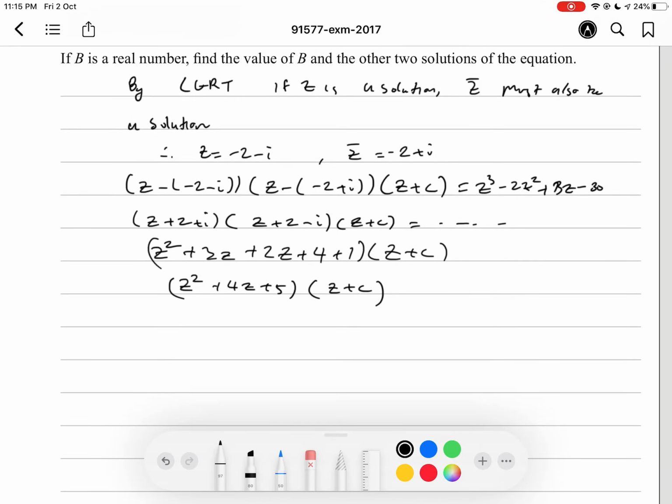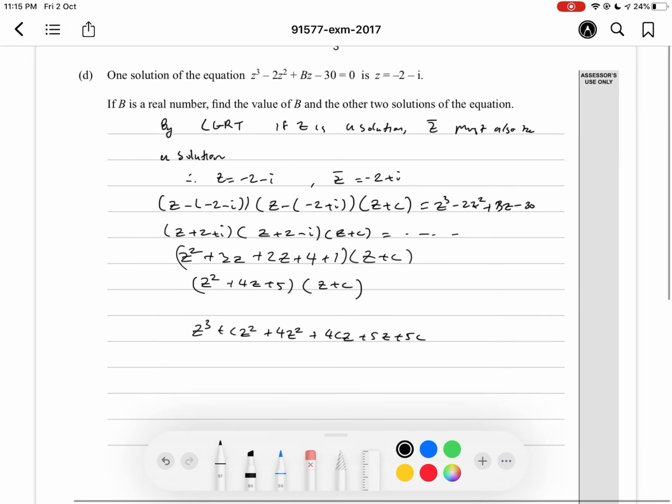Now we're going to expand with this third bracket. So z cubed plus cz squared plus 4z squared plus 4cz plus 5z plus 5c, and that equals that cubic equation, z cubed minus 2z squared plus bz minus 30. And we know that 5c equals negative 30 because that's the only term that's independent of z. That's the only term that does not have z in it. So 5 times c equals negative 30. Therefore c equals negative 6.